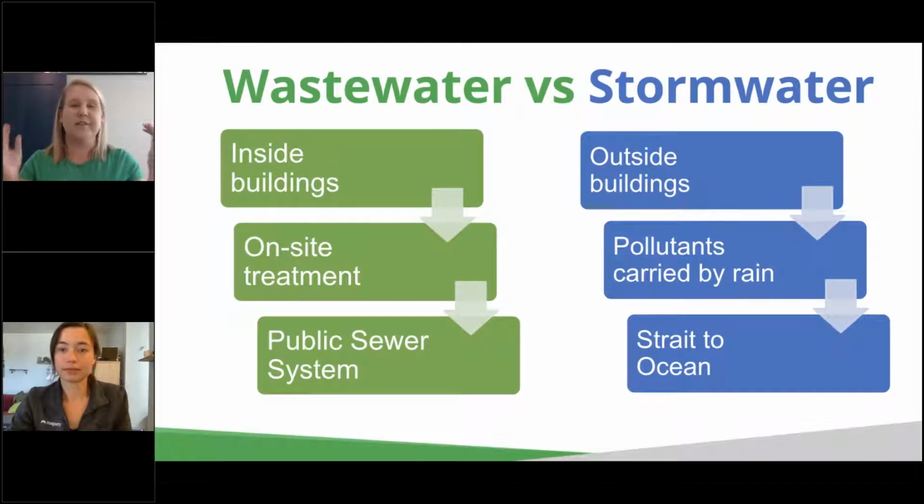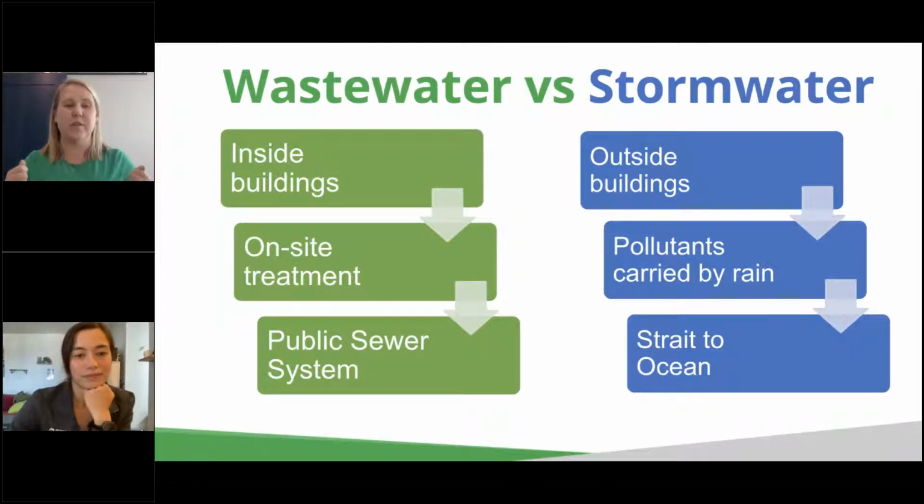So again, just to drive this home, wastewater is anything inside your buildings. That's probably your sinks, your toilets. It's also probably anything that's undercover. If you have an area where you wash equipment off or wash trucks off and it's got an awning over it, there's a good chance that that is tied directly into the public sewer. Actually, I hope it's tied into the public sewer.